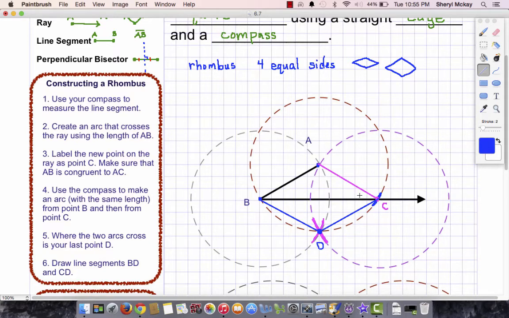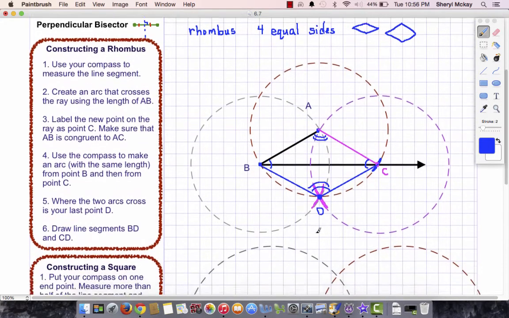Each side is the same distance, and this angle is going to be equal to this angle, and these two angles are going to be equal to each other. You've got a line of symmetry right here. If you drew a line down from the top to the bottom, you would see that you have another line of symmetry. So you've just created a rhombus.